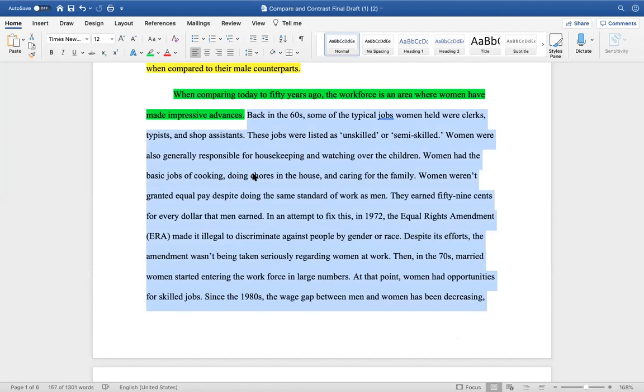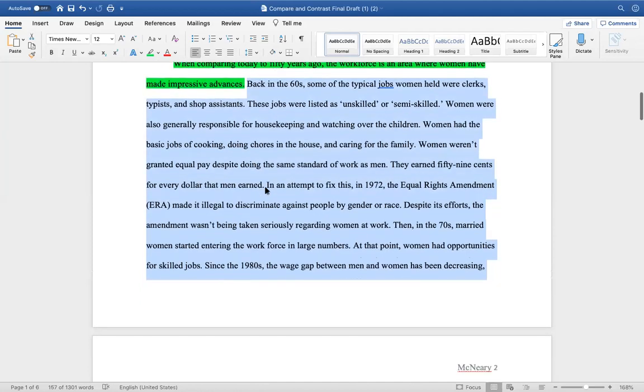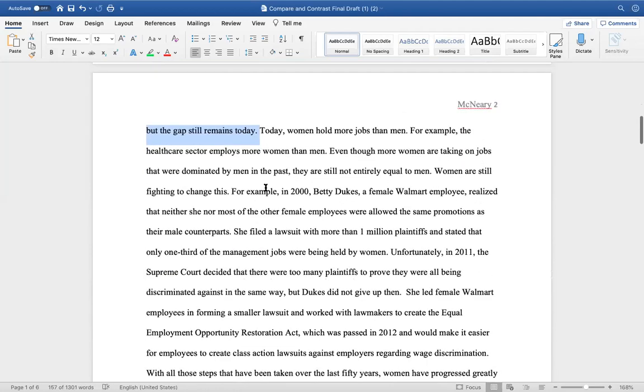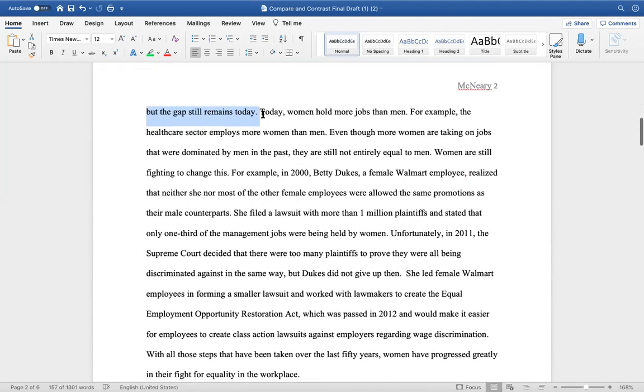We don't see the student going back and forth. We don't see the student waver. All of this section is about the past when he's talking about 50 years ago. Then we see this very intentional shift.